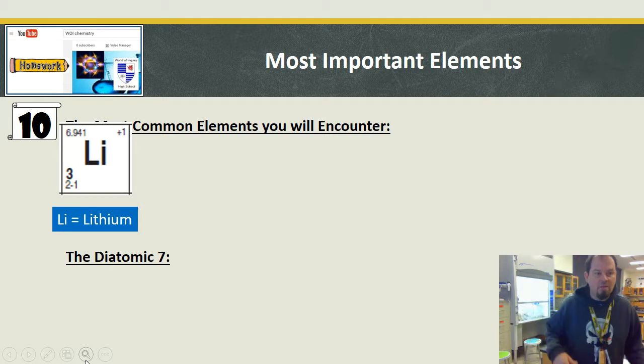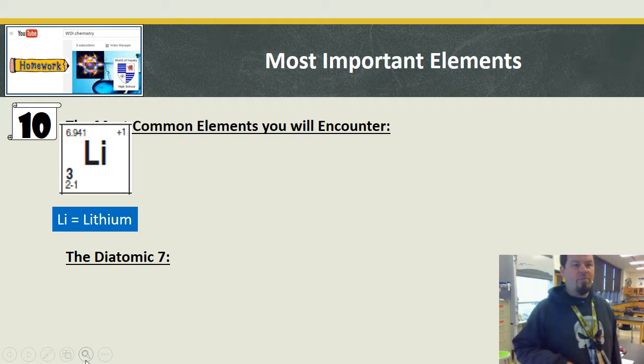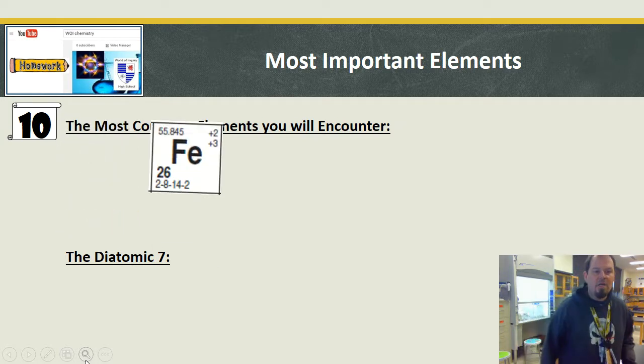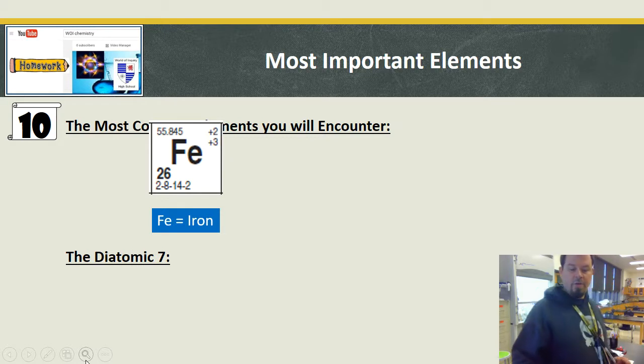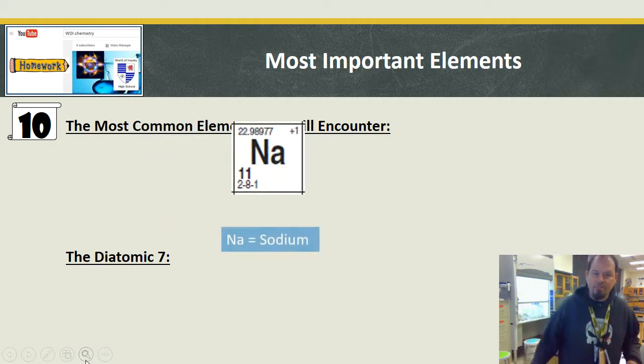Here we go. Lithium, Li. Notice that big 3. We're going to learn what all those numbers mean, but lithium is element number 3. Li equals lithium. Here we go. Fe is iron. Some choice metals for you to know. You're going to see iron quite a bit.